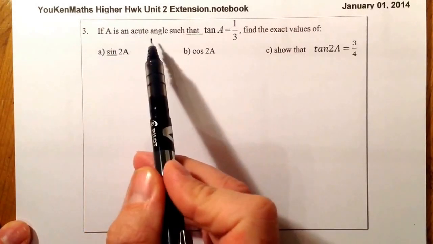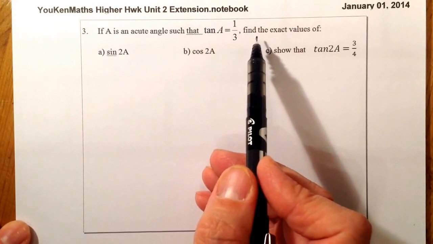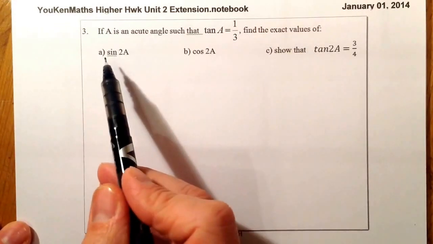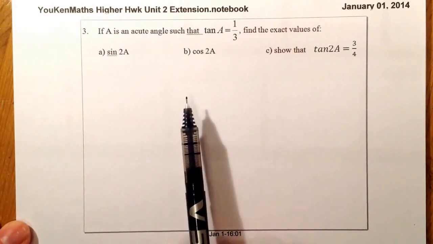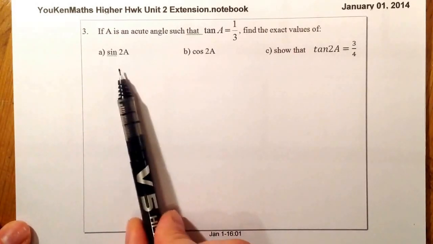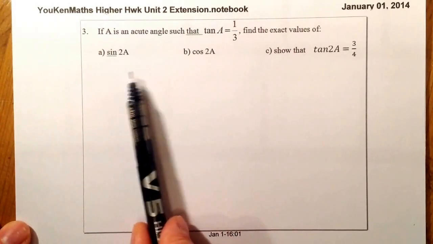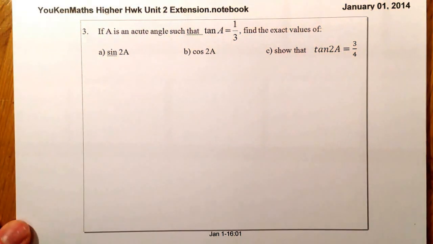If A is an acute angle such that tan A equals 1 over 3, find the exact values of sine 2A. Okay, so the main extension type of work that we're going to be doing will always be the part C in the 4 questions that we're looking at just now. The others are just the normal type of work that you'd be expected to be able to do with this type of trig equation work here.